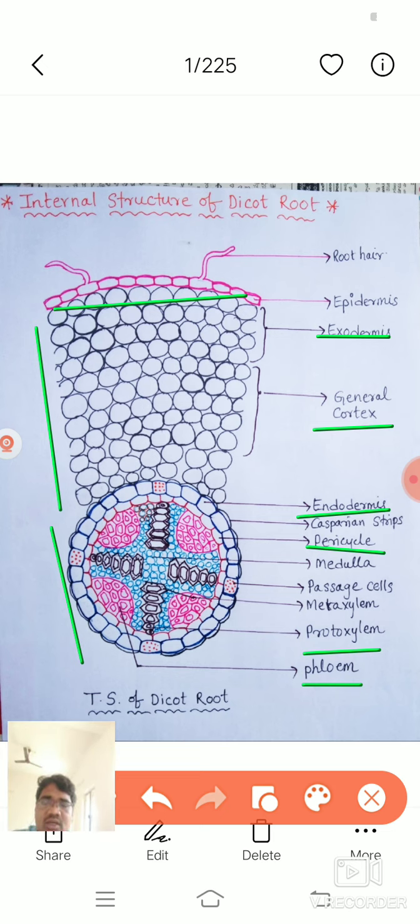So, this is the internal structure of the dicot root, a simple diagram of the internal structure of the root. In this diagram, three main regions are there. The first one is epidermis, the second one is cortex, and the third one is the stele region. Each and every part we will discuss.